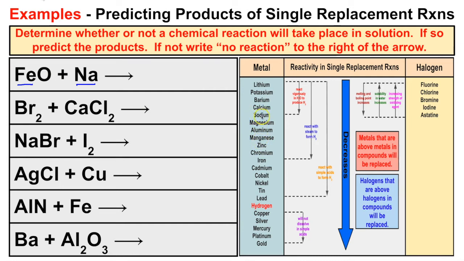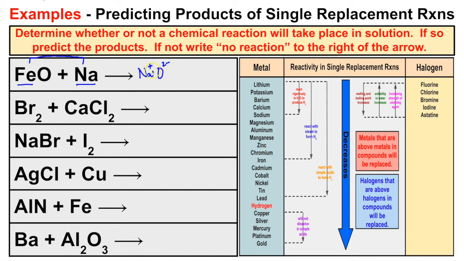Here is sodium right here. Here is iron right here. So yes, a chemical reaction is going to take place here, right? And so what we have to do now is write the products of this chemical reaction. And so if these two guys are going to end up switching out, we will end up with sodium, which has a +1 charge, bonding with oxygen or oxide, which has a 2- charge.